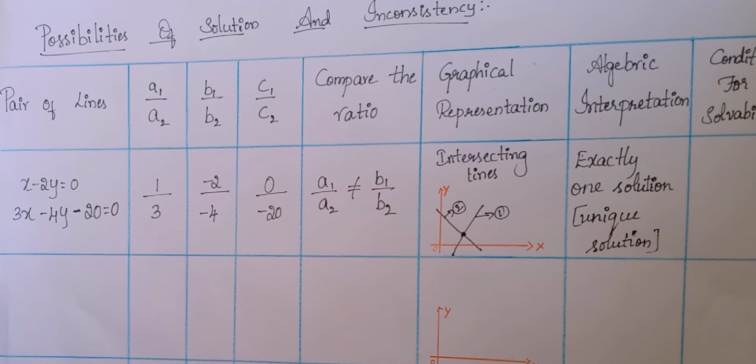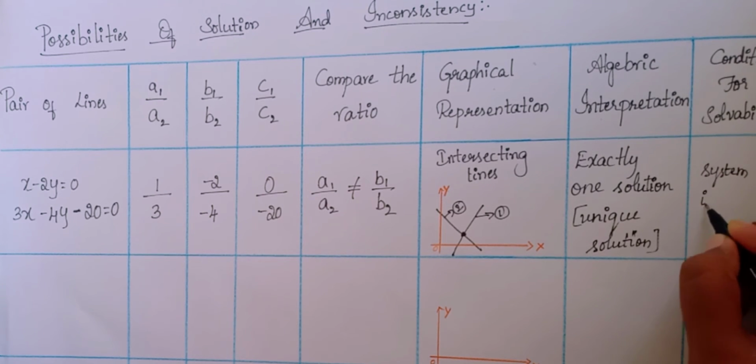Next, the condition for solvability, that means consistency or inconsistency. Consistency means we are getting a solution. So here we are getting a solution. Therefore we can write the system is consistent.